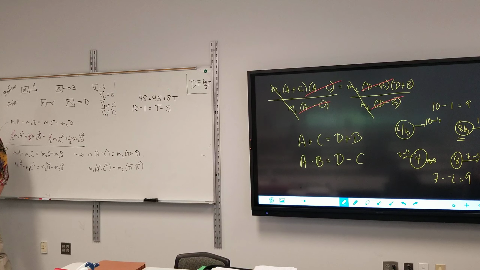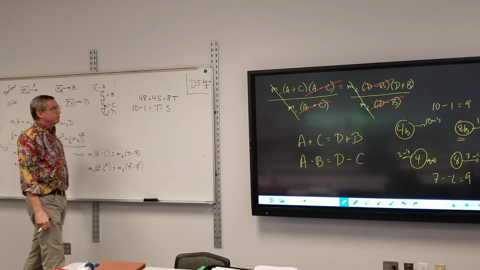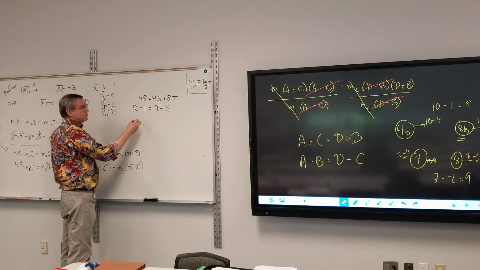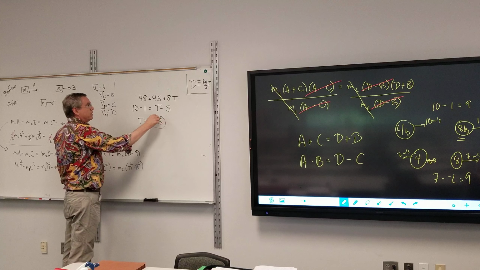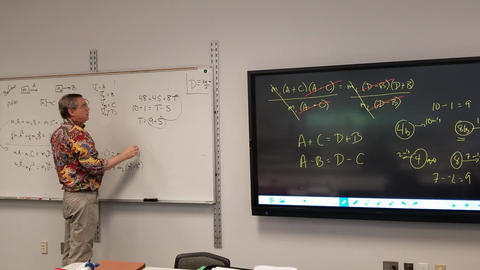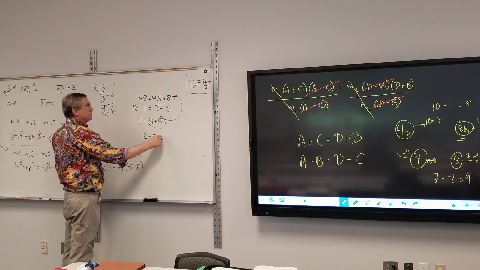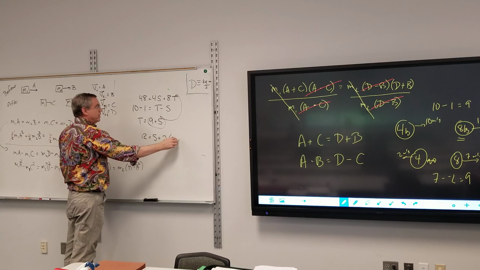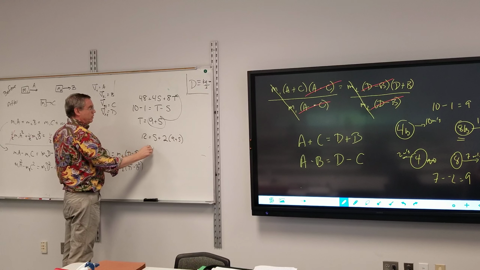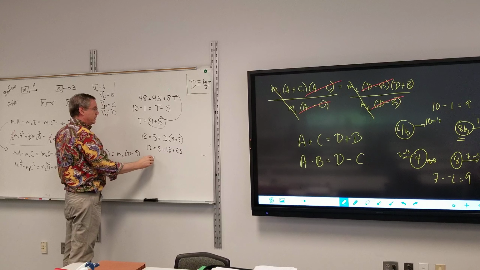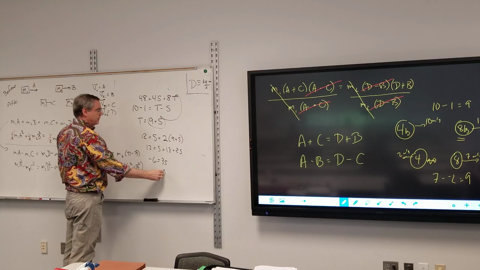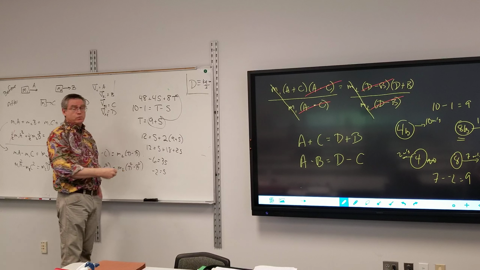There's no quadratic here. You isolate one, so t is equal to 9 plus s. Plug that in for here. If I divide by 4, I get 12 is equal to s plus 2 times (9 plus s). 12 equals s plus 18 plus 2s. -6 is equal to 3s. s is -2, which is what we had before.